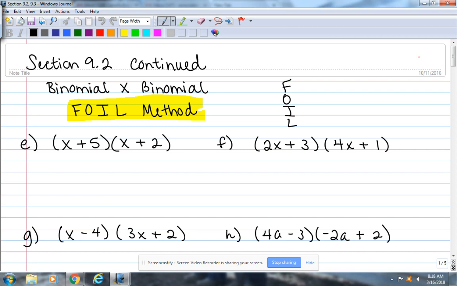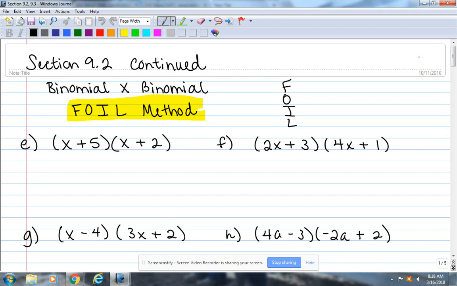So we're going to finish section 9.2 today. And like I said, we're going to start with a binomial times a binomial. So a binomial has how many terms in the polynomial? Two, right? And it's connected together with a plus sign or a minus sign. Like these right here, this x plus 5 is a binomial and this x plus 2 is a binomial. They got two different monomial terms added together.